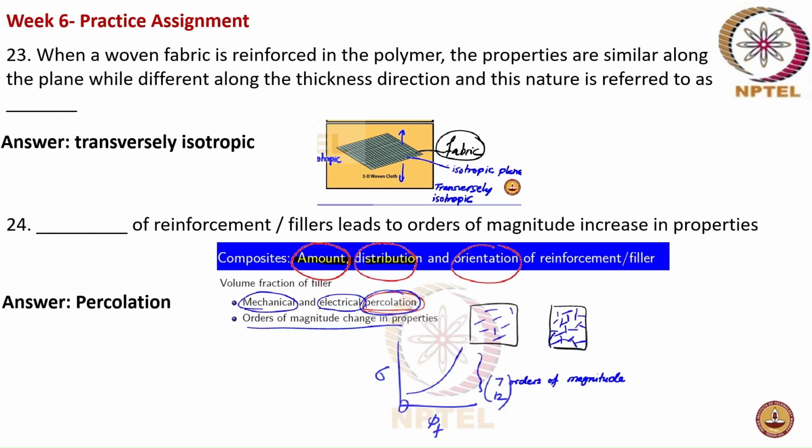Okay. So when it reaches the percolation, what happens is that as you keep on increasing the filler concentration, there will be a point where the fillers start getting connected. Okay, and you can see the magnitude increases in multiple orders. For example, your electrical conductivity may increase multiple folds, from insulating to a semiconducting or conducting region. So percolation has to be reached.